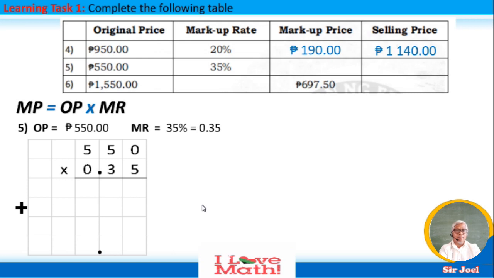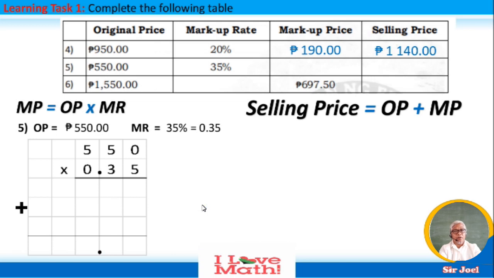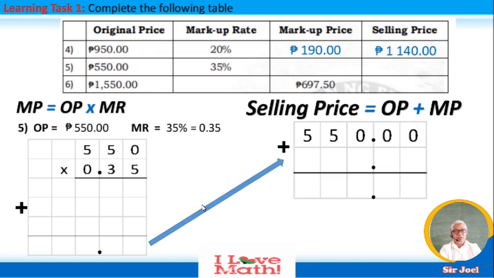And how can you compute the selling price? Selling price is equivalent to OP plus MP. OP is the original price, MP is the markup price. So masosolve na ninyo ang inyong selling price. So ito yon: 550 pesos plus your answer sa product na 550 times 35 hundredths. Okay? Next, problem number 6.